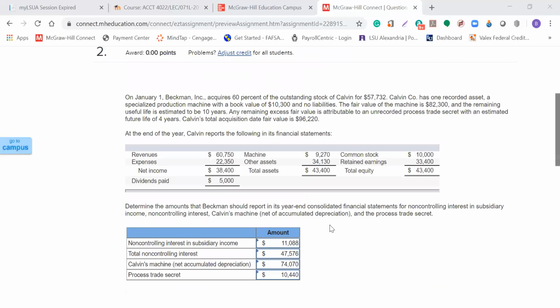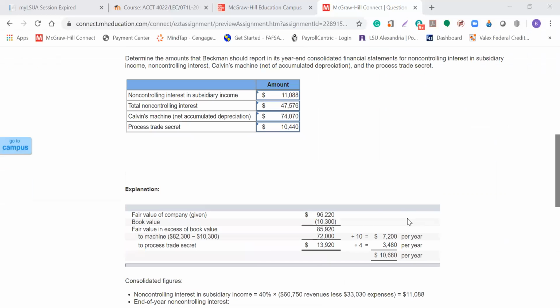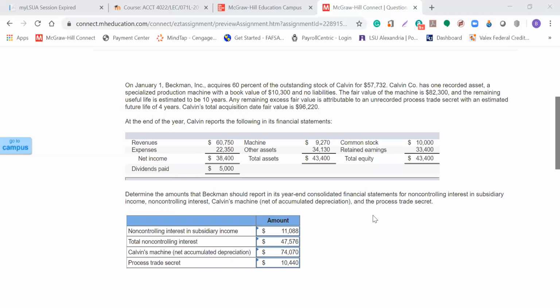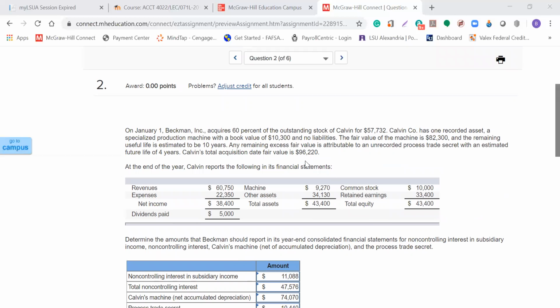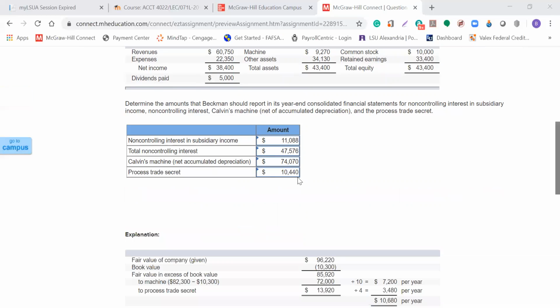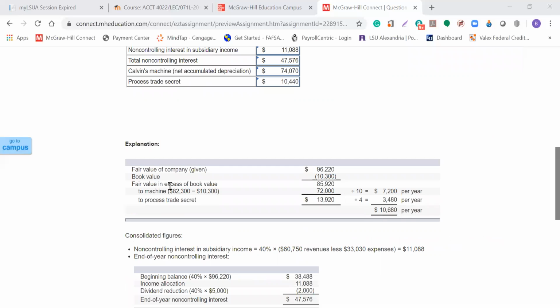For this particular problem, our explanation is as follows. The first thing we have to do is look at our fair value. The fair value is given as $96,220. There was a change in book value of $10,300 for the specialized machine that has to be recognized. The fair value in excess of the book becomes $85,920. The actual machine was worth $82,300. You have to take away the $10,300.